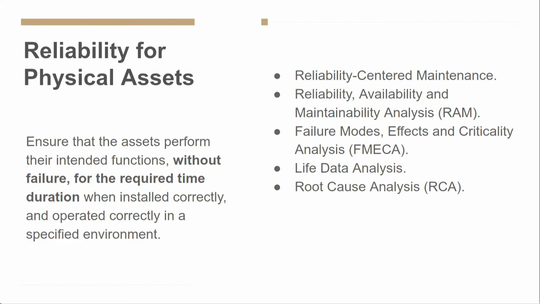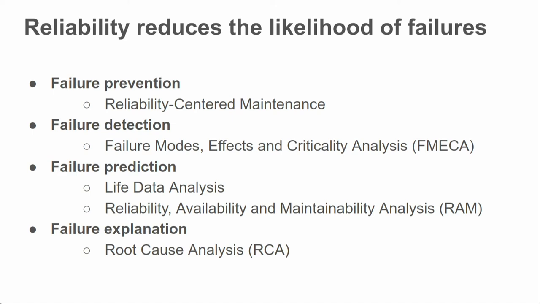Here we are asking, for this physical asset, this sensor, if it fails, what might be the reasons for it to fail? A failure mode is a way something can fail, and there are many ways one thing can fail, so you can do the analysis. In life data analysis, you are talking about the probability of failure after a particular time when this asset is deployed. And root cause analysis, which is very important, is when things go wrong, you still need to explain. When a fault happens, this analysis will explain to you why, what went wrong. Okay, so let's step back and look at these practices and see what they really mean.